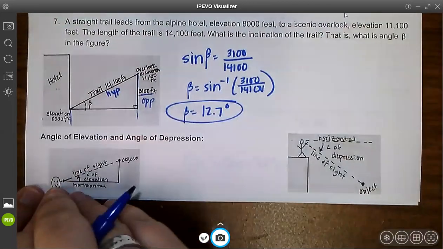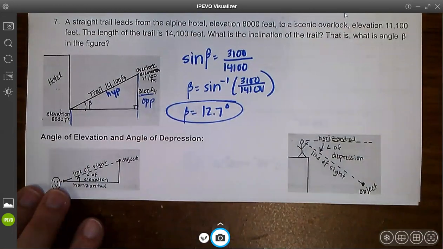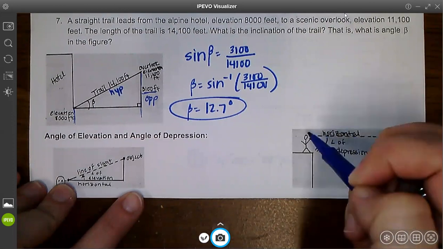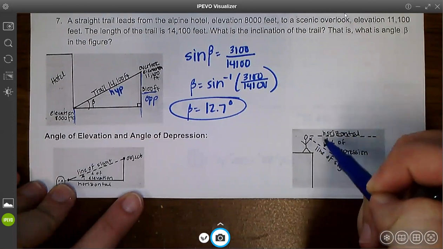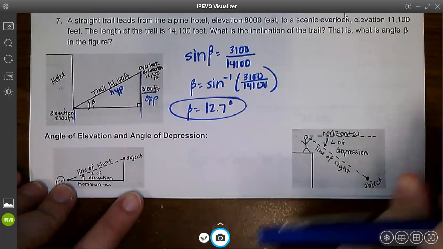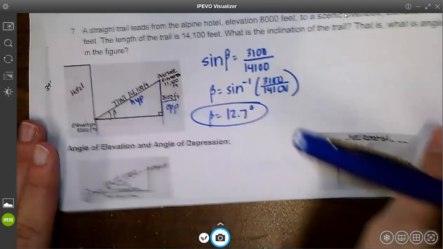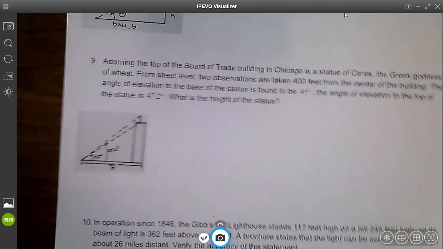Angle of elevation and angle of depression. Your angle of elevation is from the horizontal, the line that's parallel to the ground, and then the angle from your line of sight up to what you're looking at. An angle of depression is this: your distance here, what you're looking at, and if you're looking down from that, this will be your angle of depression. So these diagrams can help you with that, and we'll leave that for the next couple.